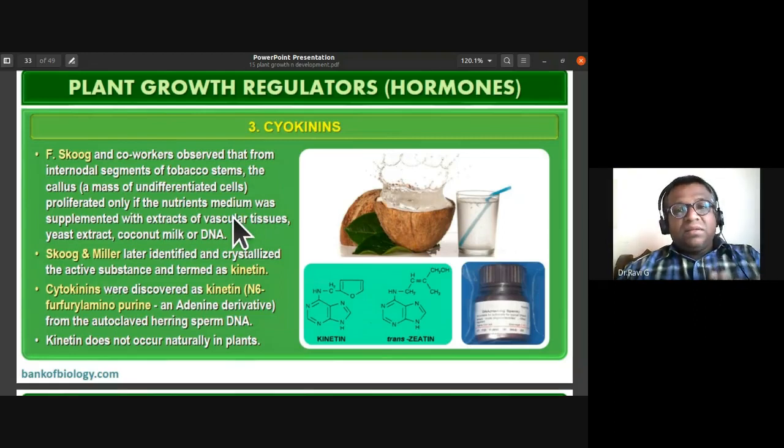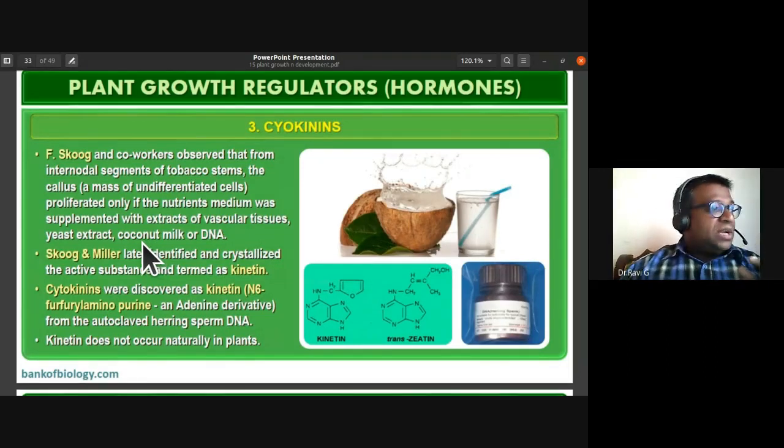See, we are growing this callus in a test tube or in a petri plate. So in the test tube here, they would be growing that. Callus is an undifferentiated mass of tissue. They are not differentiated into stem, leaf, or root-like structures. So that is the undifferentiated mass of tissue that you can notice in the test tube. Now this undifferentiated mass of tissue proliferated or increased in number only if the nutrient medium. See, we provide an artificial nutrient medium, the agar-agar, and it will have macro and micronutrients. But apart from these nutrients, they also required supplements with extracts of either vascular tissues, yeast extract, or the coconut milk or DNA.